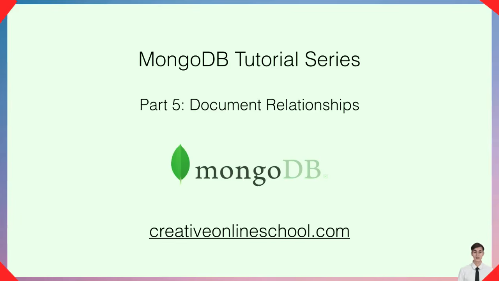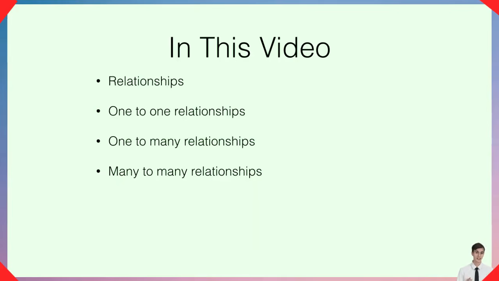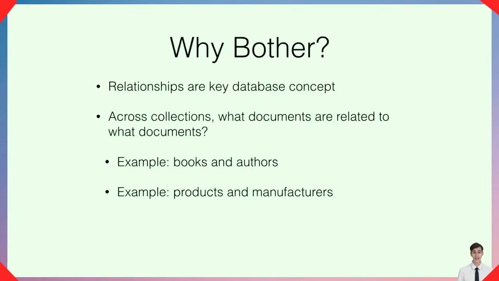Welcome to part 5 of the MongoDB tutorial series. In this video, we'll be going over document relationships. We'll be discussing why relationships are important to consider, and we'll be talking about the 3 different kinds of relationships: one-to-one, one-to-many, and many-to-many.